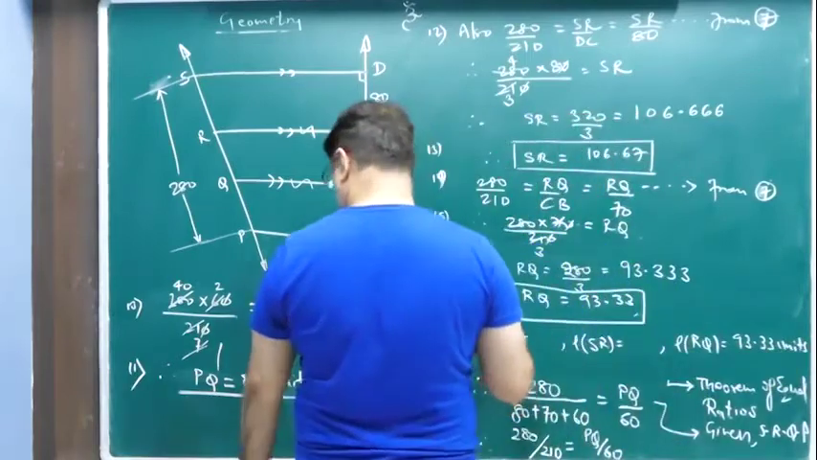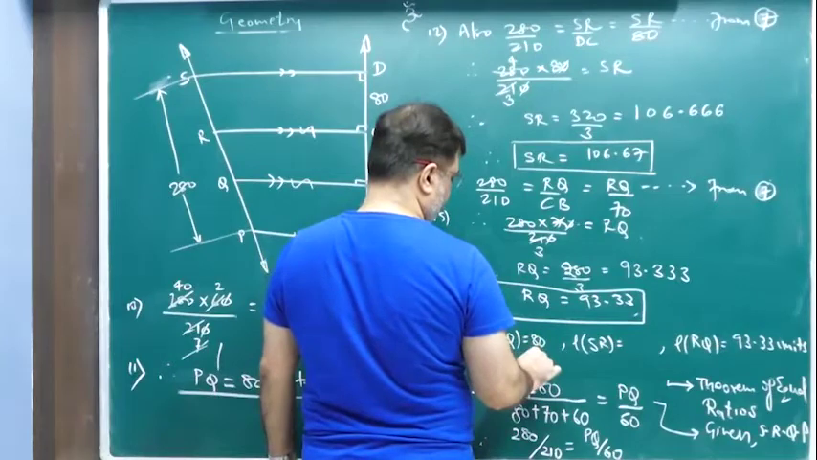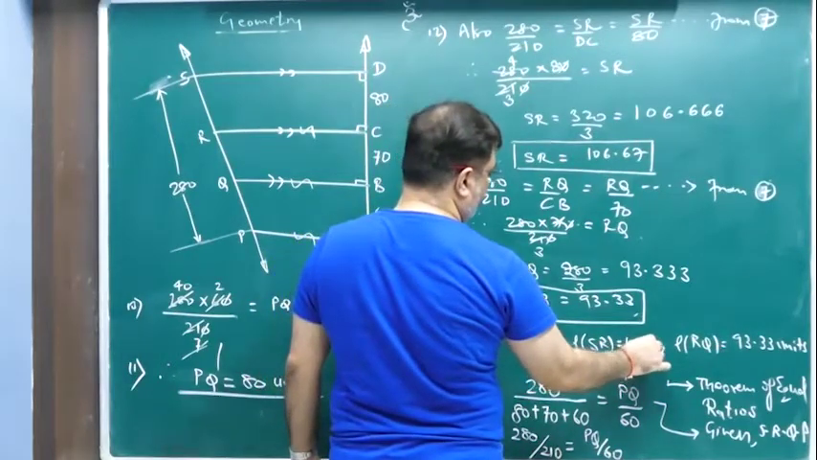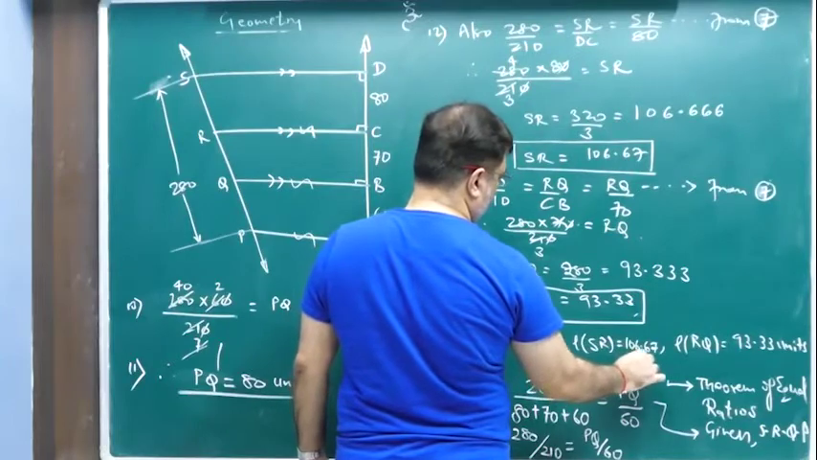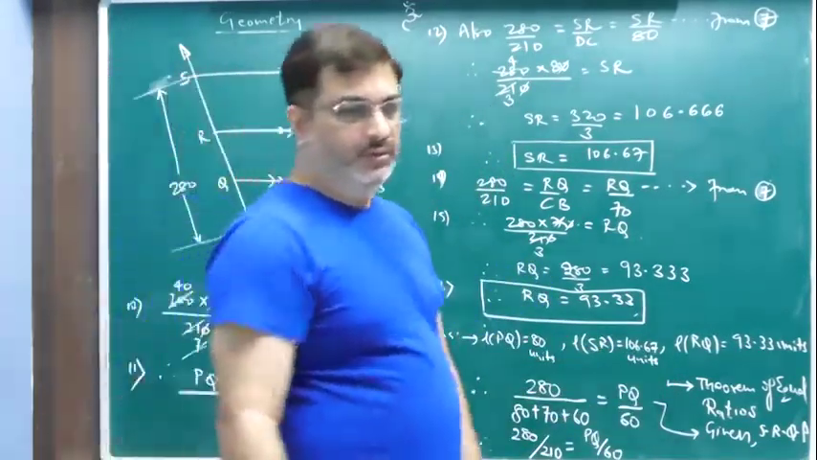And here you got PQ as 80 units. And here you got SR as 106.67 units. That finishes the problem. Okay? Finish it quickly.